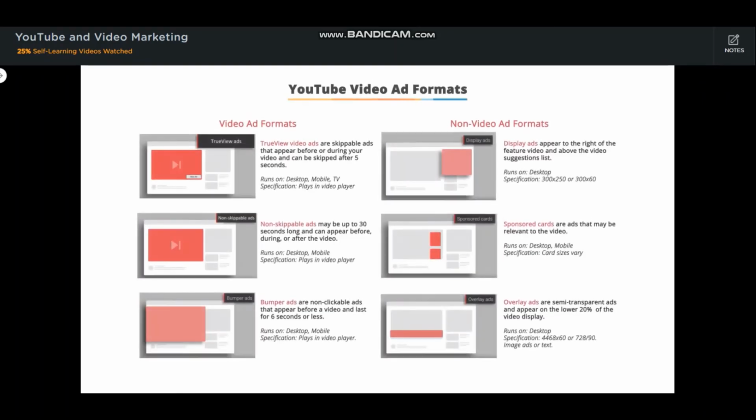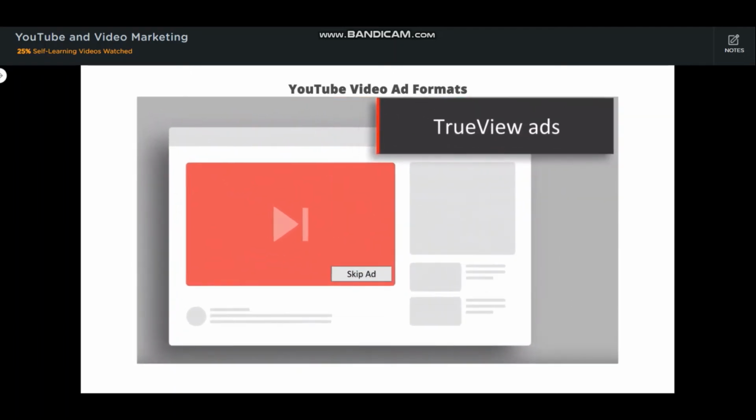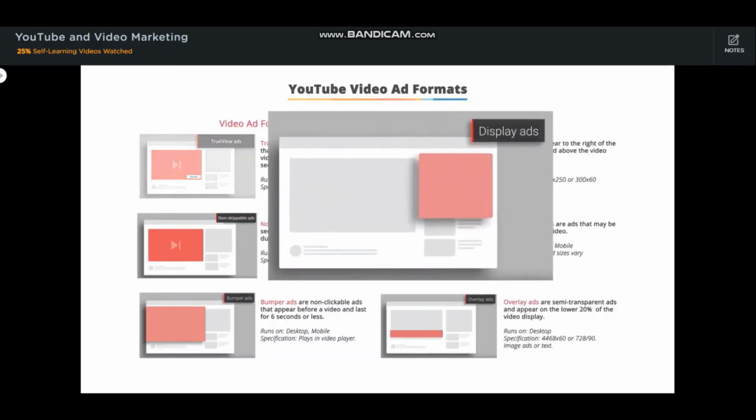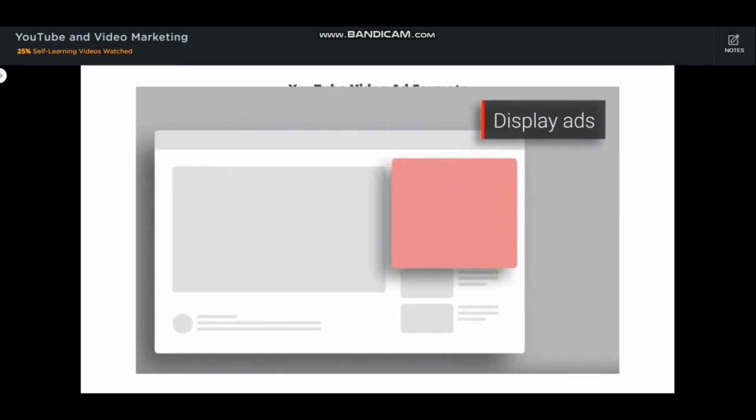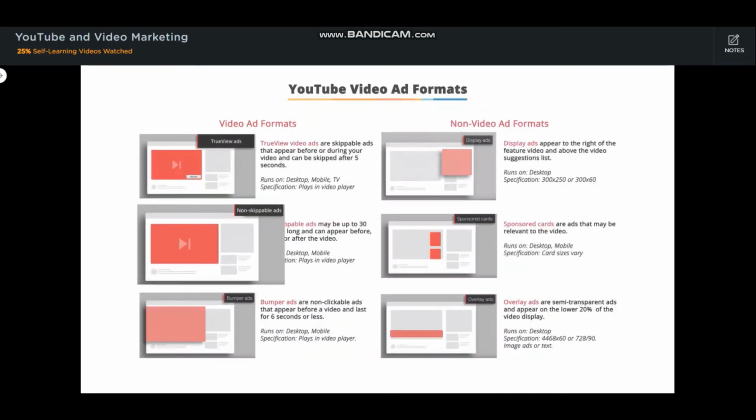YouTube video ad formats. There are different formats of YouTube ads, and here you see a summary of all the different types YouTube can offer you. YouTube's main ad types are called Trueview ads. These are ads that play before or during a video and can be skipped after 5 seconds. Display ads appear on the right above the featured video list and above the video suggestion list. They run on desktop only.